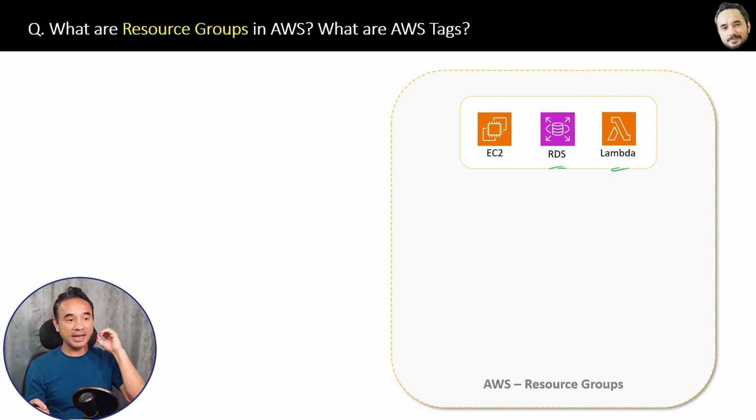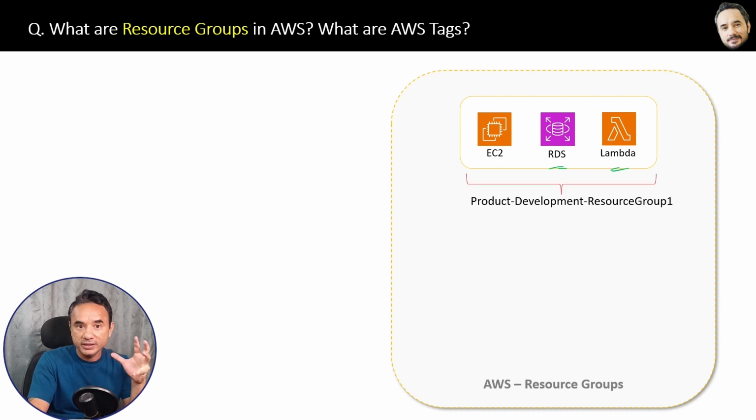Okay. And yes, don't worry if you don't know what these services do, that I will cover later in detail. Just focus that you have created many resources in your AWS account. Now you can put all these resources together under one resource group like this. And let's say the name of this resource group is Product Development Resource Group 1. Whatever name you like, you can keep.